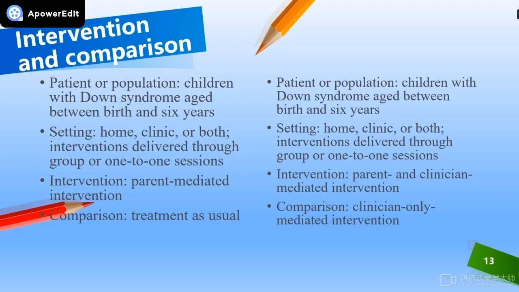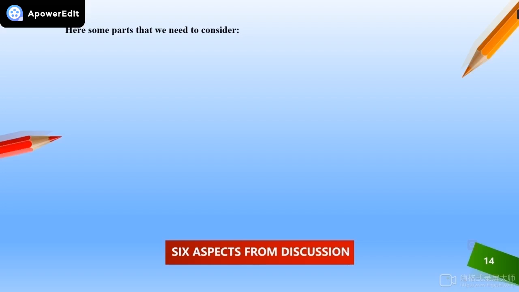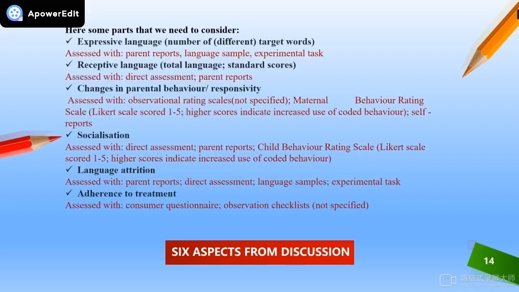And then they also discuss 6 aspects and make a comparison. The first one is expressive language and receptive language. The second one is changes in parental behavior and socialization, language attrition, and adherence to treatment. And assessment is done through parent report, language sample, experimental tasks, and also direct assessment, or maybe observational rating skills.